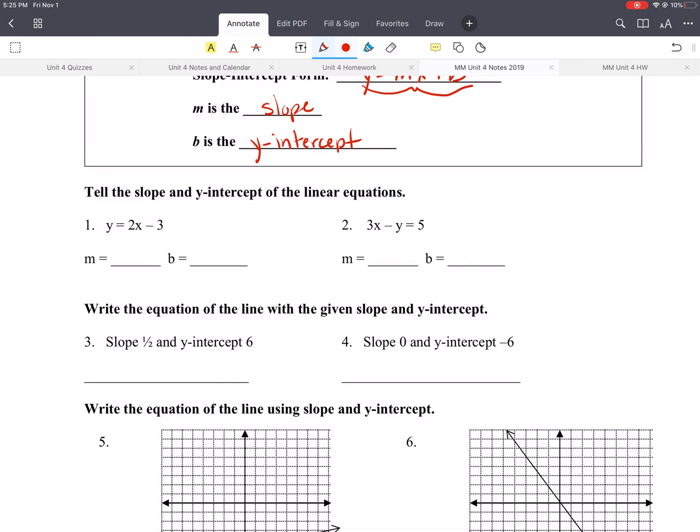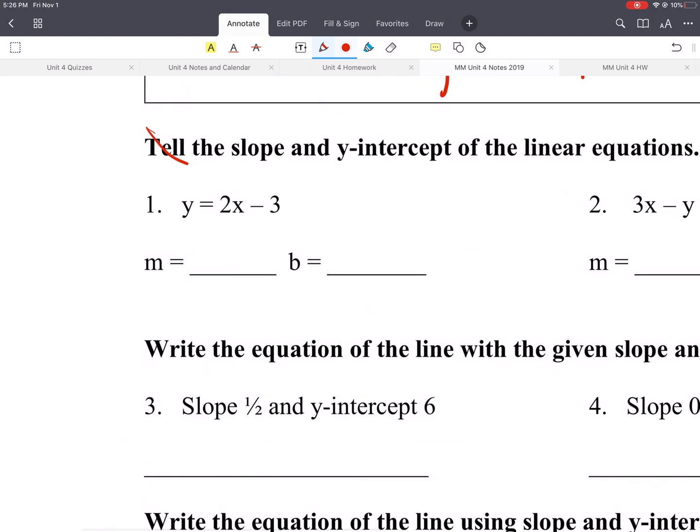It says tell the slope, I don't know if that actually makes sense. Find the slope and y-intercept of the linear equations. Okay, here we have an equation, y equals 2x minus 3. So again, we have y equals mx plus b. So m is 2 and b is negative 3.